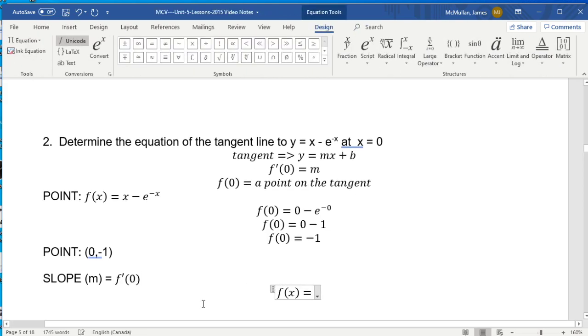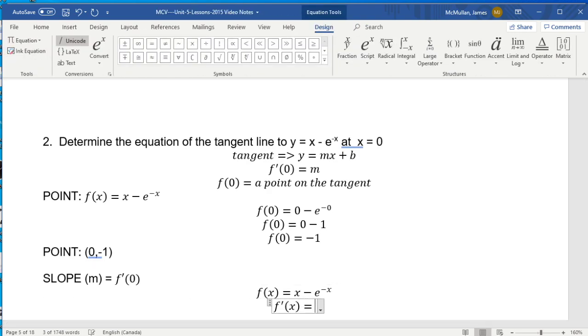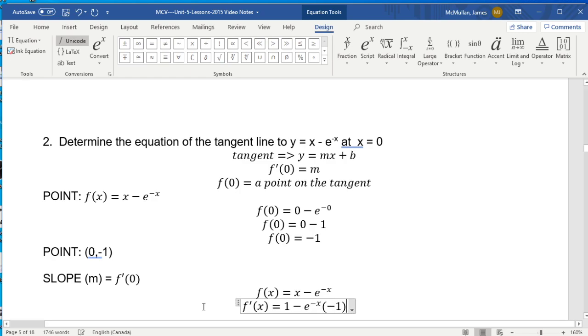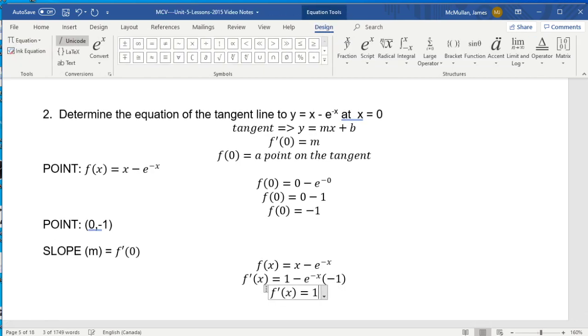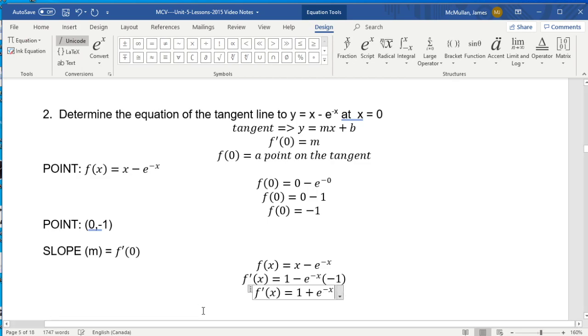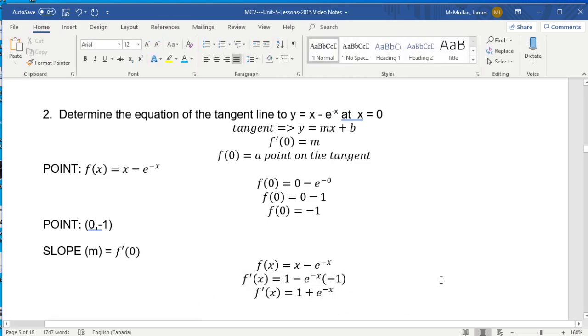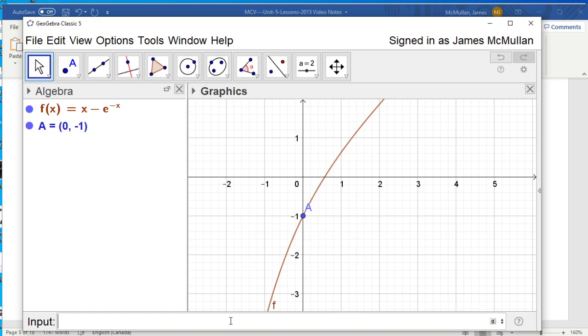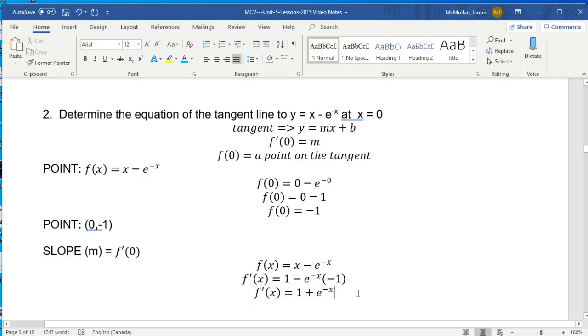Let's write the function one more time. x minus e to the negative x. Take the derivative, f prime of x. Okay, the derivative of x is 1. The derivative of e to the negative x is e to the negative x times negative 1. So our derivative here is 1 plus e to the negative x. Okay, that should be our derivative. Again, get in the habit, might as well just check it. Derivative of f, okay, 1 plus e to the negative x, exactly what we said it should be.